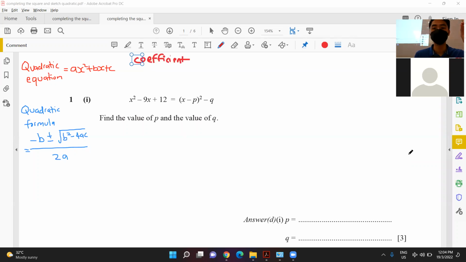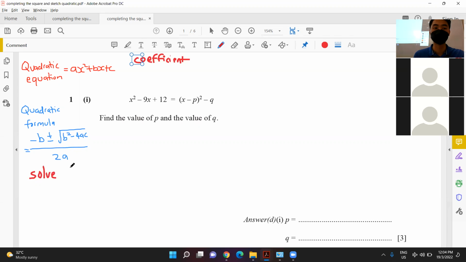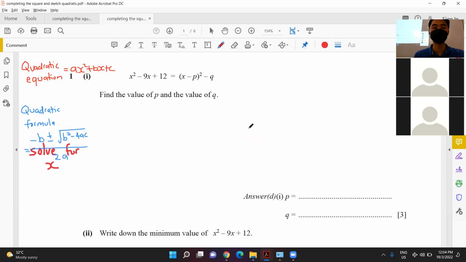And then what you need to also know is the quadratic formula: negative b plus minus square root of b squared minus 4ac, over 2a, right? This is to solve for x, okay? So this is the thing that we will be learning how to do today. And for today's class, we will be actually focusing on completing the square.